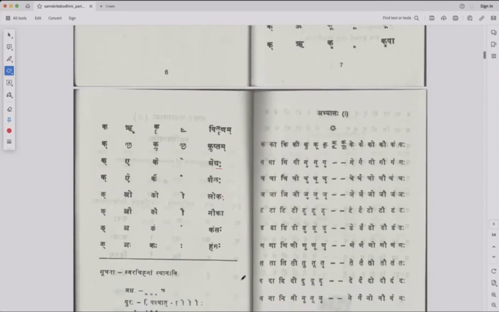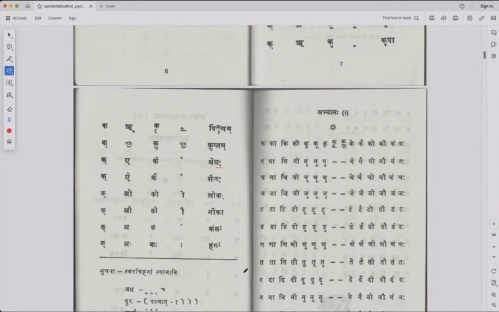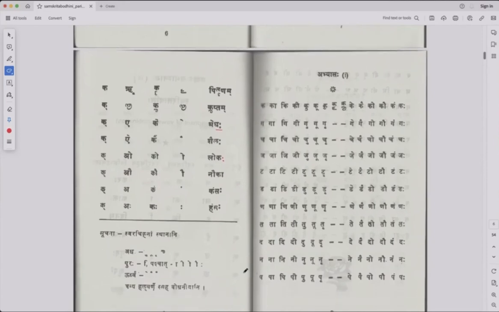Just give me one minute. Yeah. Lokaha. Loka is world. Nauka is boat. Kamsaha. I know that it's a name, but I don't know the meaning. Yeah, Kamsa, the Rakshasa. Yes, or Asura. Who is he? Krishna's uncle, mama of Krishna. Kamsaha is swan. Swan. Right.